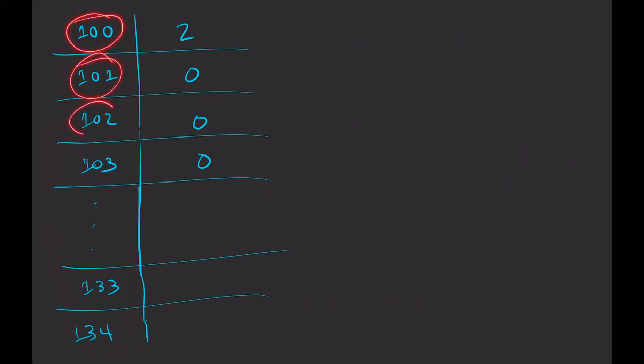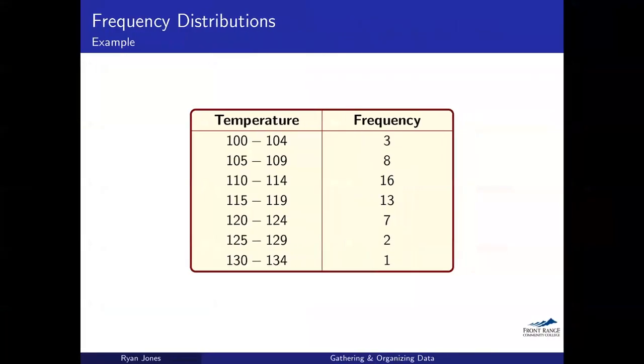So what we could do instead is split our temperatures. Instead of just using single numbers, we can use ranges. And so what I'm going to say, looking back at that table before, is we have three states that fall in the range of 100 to 104. We have eight states that fall into the range of 105 to 109. We have 16 states that fall in the range of 110 to 114. And so on and so forth.